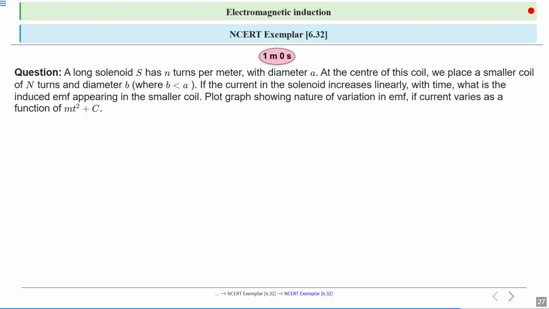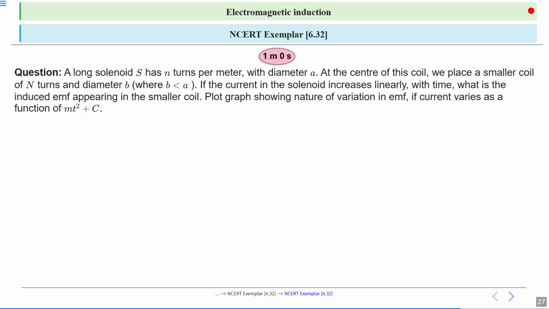If the current in the outer solenoid, which means the long solenoid, is increasing linearly with time, so the current is not steady here, it is varying with time, what is the induced EMF appearing in the smaller coil? We have to find the induced EMF in the smaller coil. Then plot a graph showing the nature of variation in the EMF if the current varies as a function of mt square plus c. So now you have to plot the graph of the variation in the EMF.